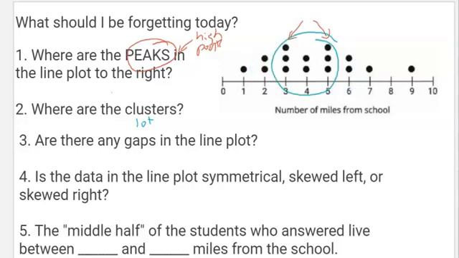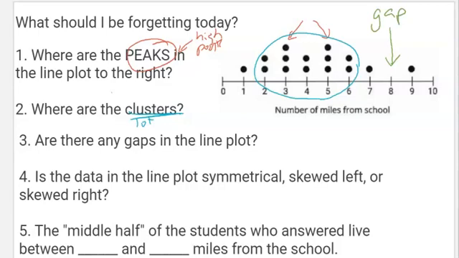That's okay. The main idea is you're looking in a cluster for where there are a lot of answers to the questions. Almost all the people in the class or the group lived 2 to 6 miles from the school. Any gaps in the line plot? There's a gap here. Nobody lived 8 miles from the school. So we would call that a gap. Somebody did live 7, somebody did live 9, but nobody lived 8.